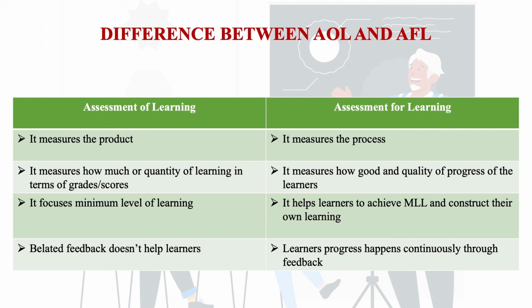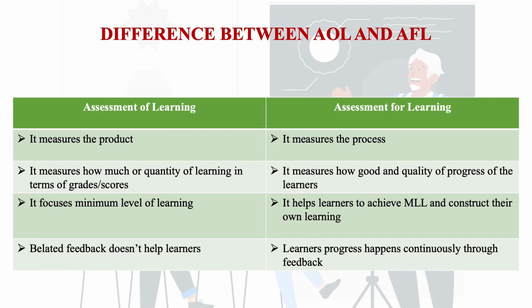Further, assessment of learning measures how much, the quantity of learning in terms of grades and scores, but assessment for learning measures how good, the quality of the progress of the learners, meaning how the learners involve themselves qualitatively for attaining education, developing skills, and developing reflective analysis, and they are able to reflect themselves in different aspects. Assessment of learning focuses on achieving a minimum level of learning, whereas assessment for learning helps the learner achieve the minimum level of learning and construct their own learning. So here the learners are able to construct their own learning after achieving the minimum level of learning.